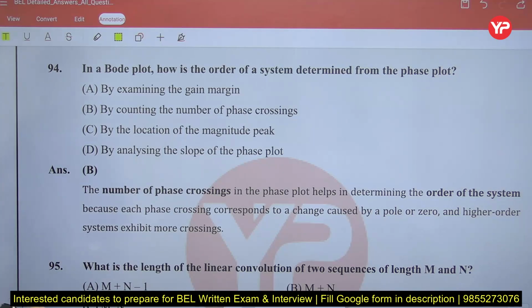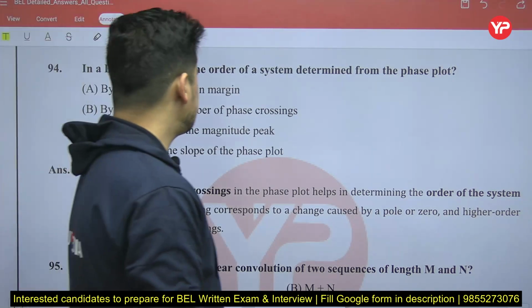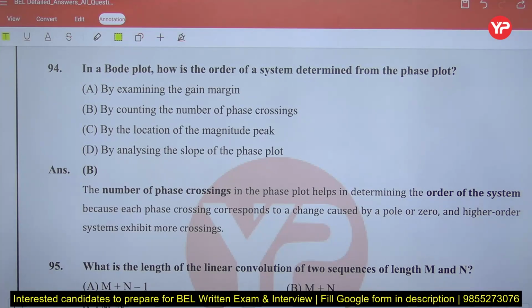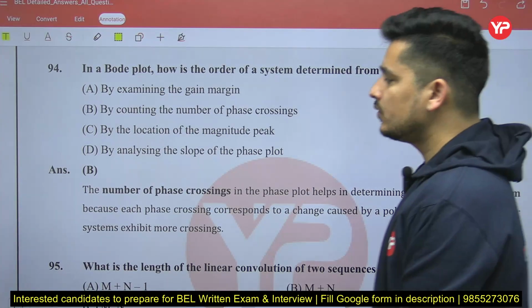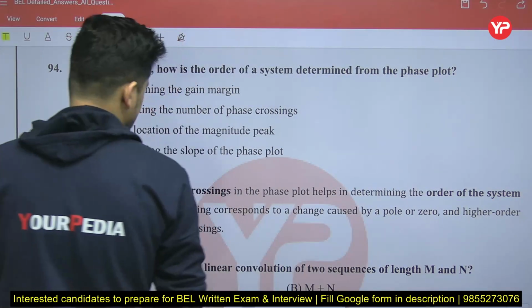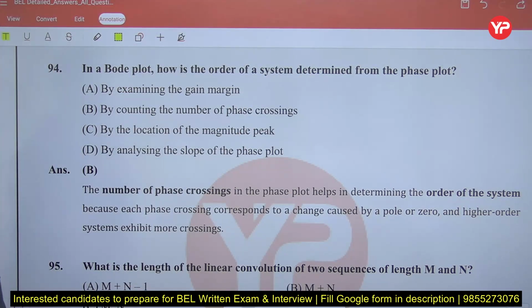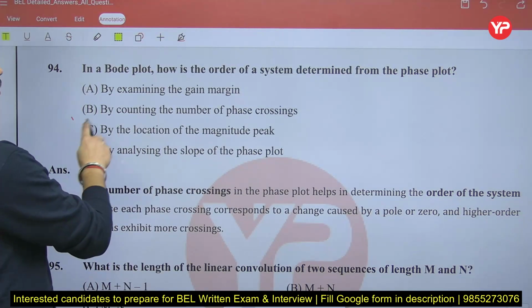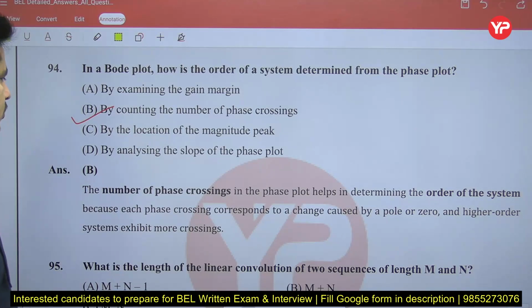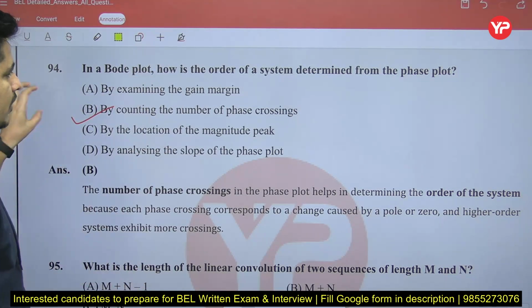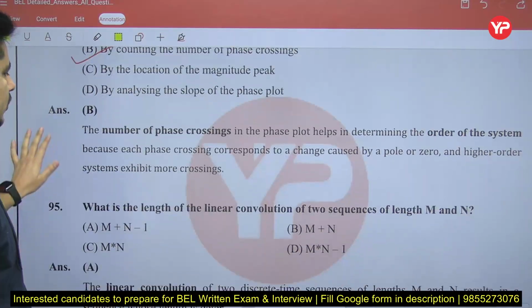Okay, the Bode plot: how is the order of the system determined from the phase plot? Whenever you have a phase plot, you generally count how many phase crossings. Phase crossing means how many times it is crossing the zero axis. When you count the phase crossings, the number of phase crossings is equal to the order of the system, right? So by counting the number of phase crossings, you can check what the order of the system is.